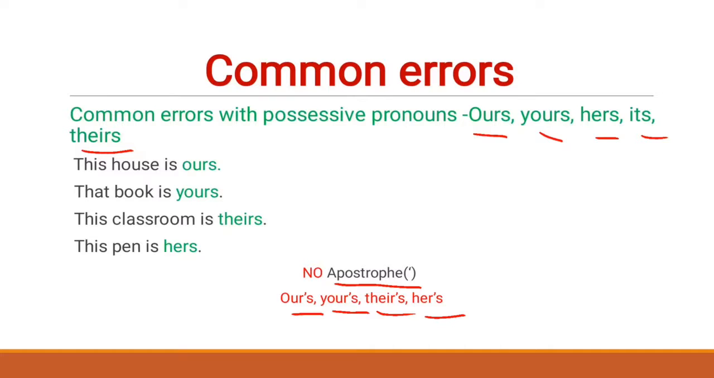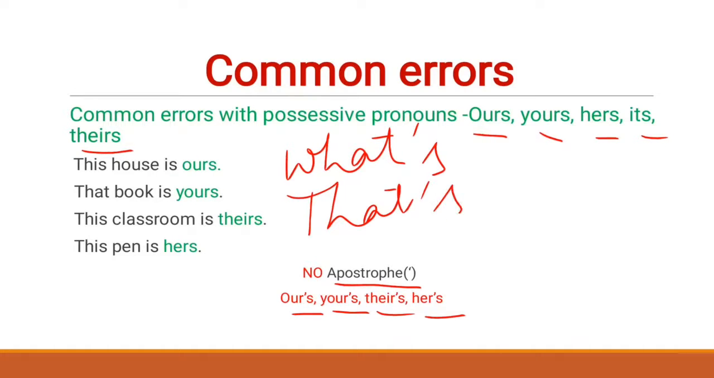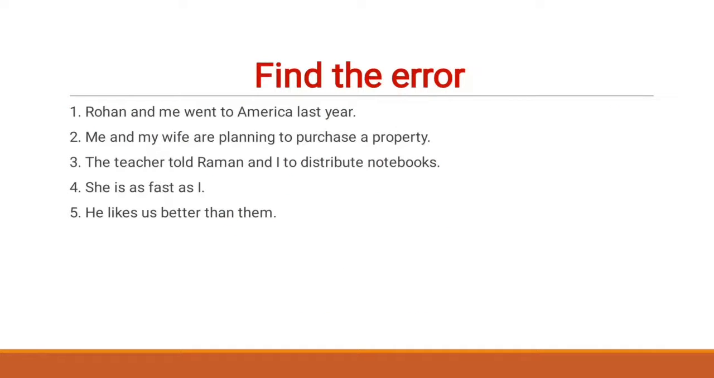Here you need to know that an apostrophe is used to show contraction of two words, like what's stands for what is, that's stands for that is. Apostrophe s means is, and that's why we do not use an apostrophe while using possessive pronouns ours, yours, theirs, hers, etc. Now let's do one worksheet to have better understanding. Just pause the video, find the errors in these sentences and make corrections.